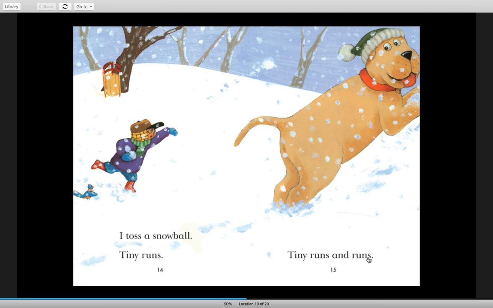Tiny runs and runs. So we can figure out snowball. If you look, you can see him throwing the snowball.